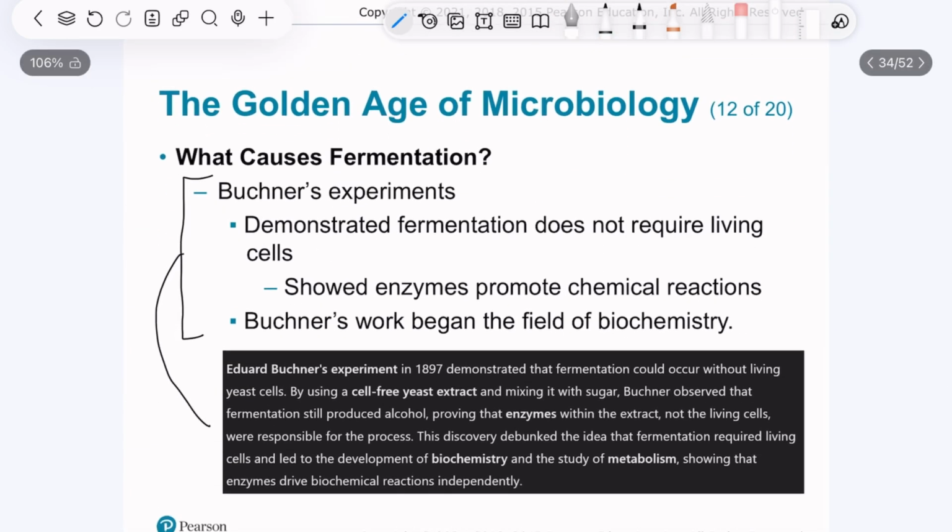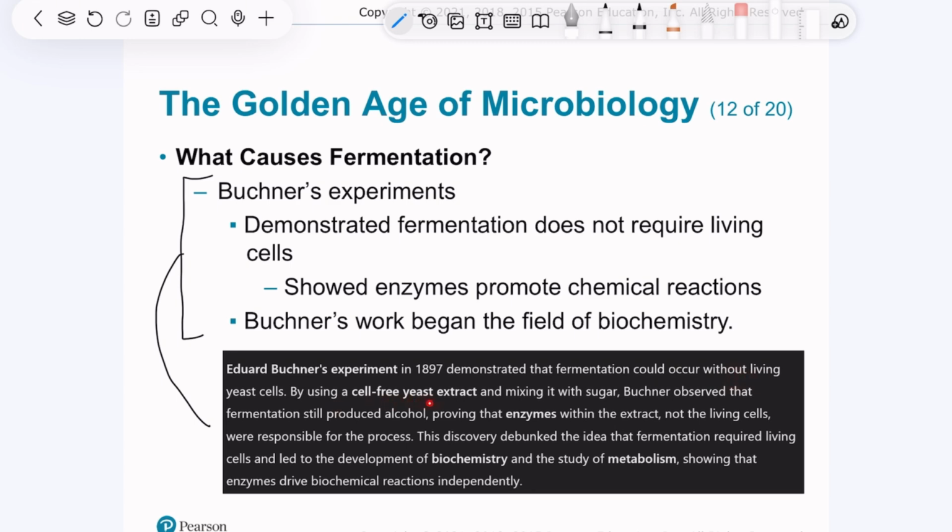So, Buchner's experiment. Buchner's experiment demonstrated that fermentation does not require living cells, and instead showed that enzymes promote chemical reactions. Buchner's work began the field of biochemistry. So, in other words, Buchner's experiment in 1897 demonstrated that fermentation could occur without living yeast cells.